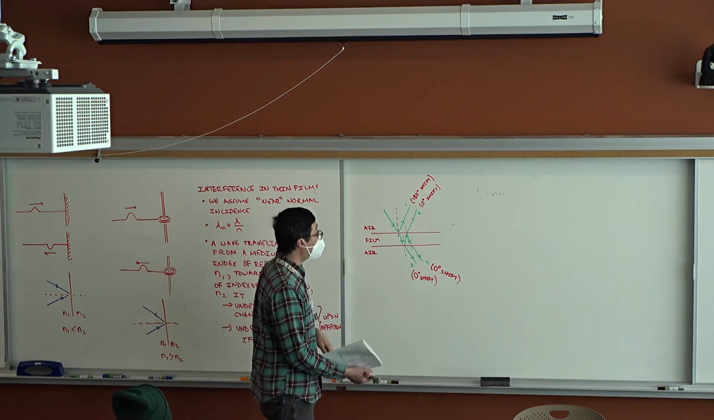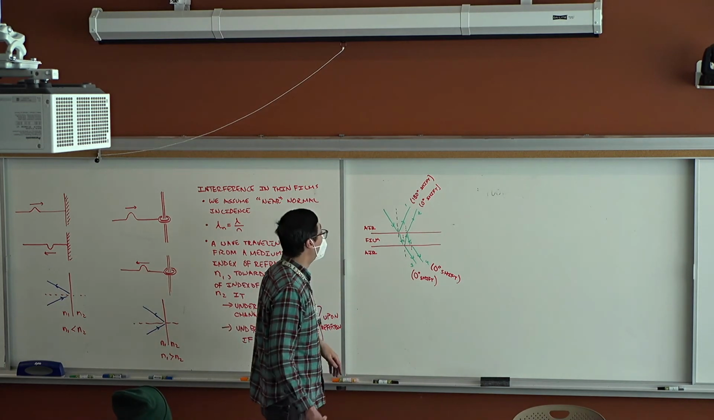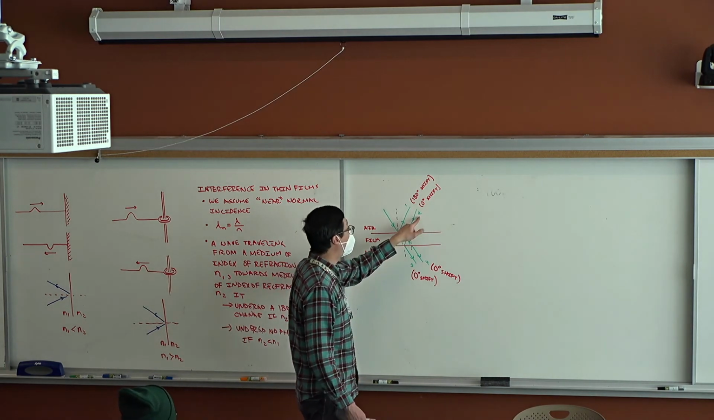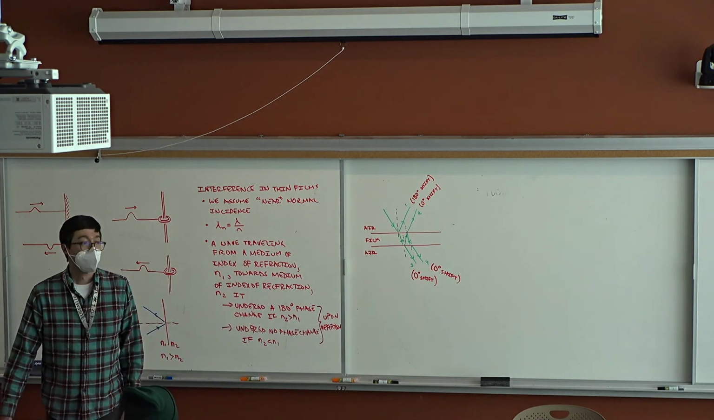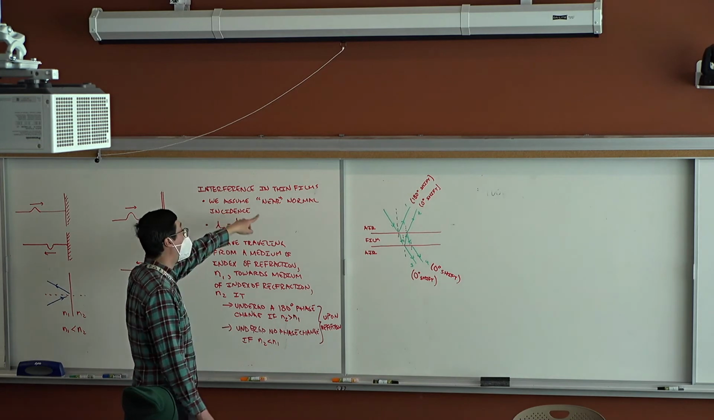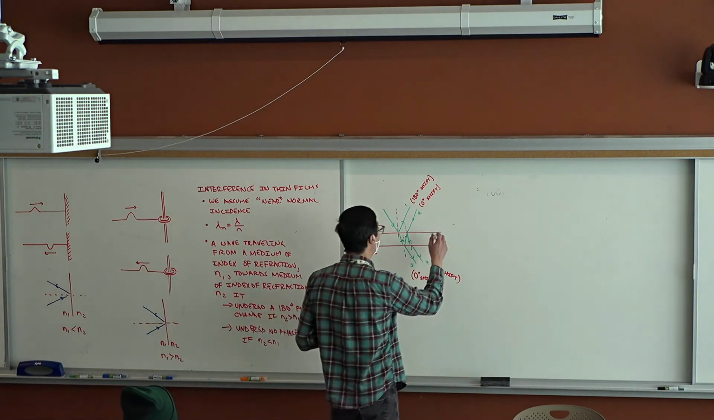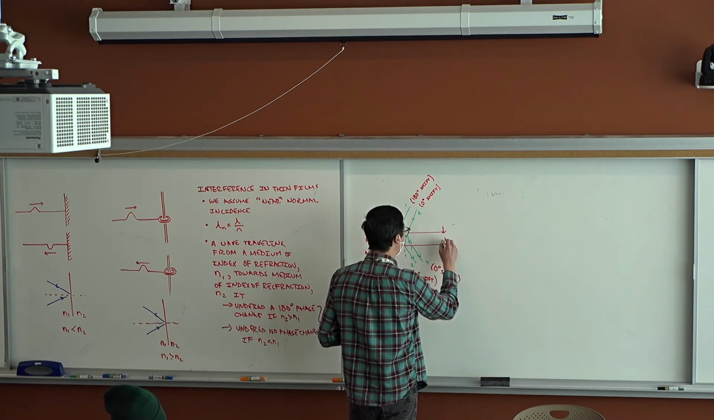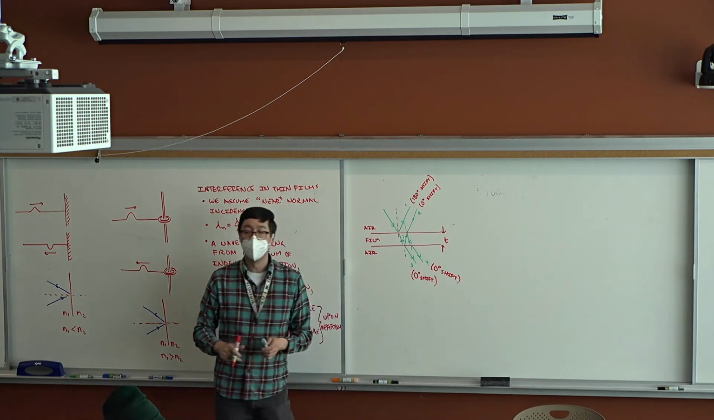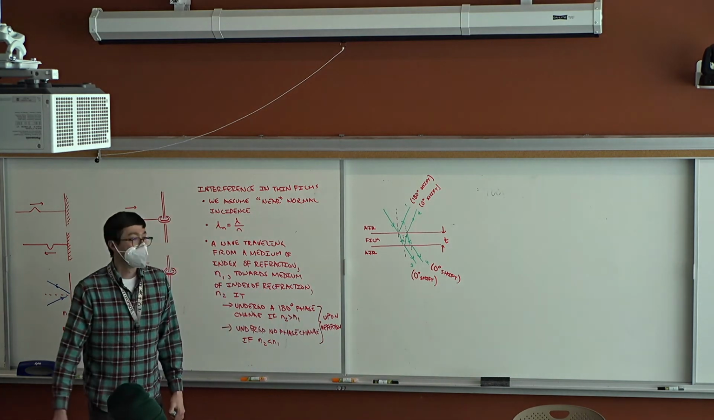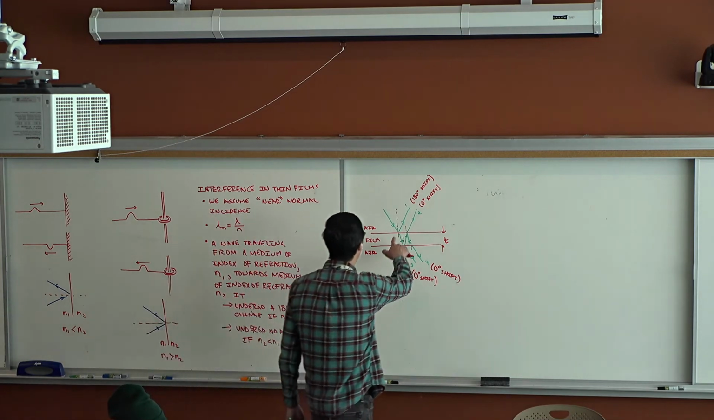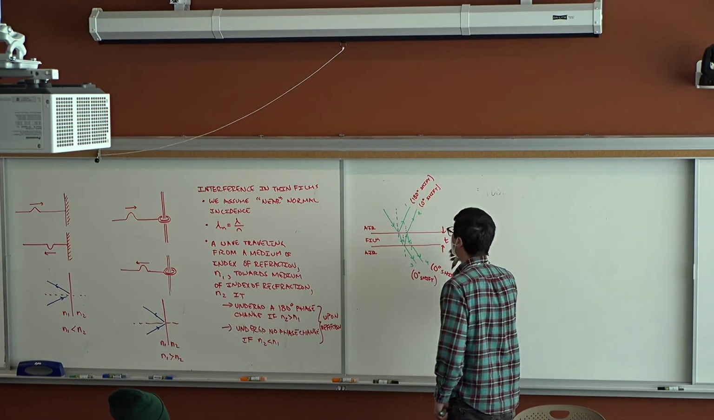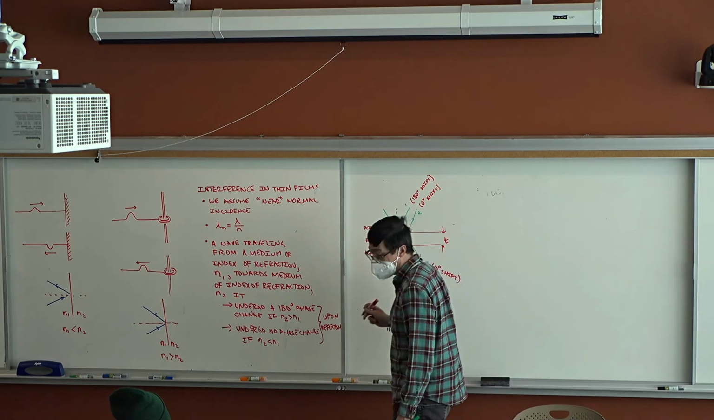So how much extra travel did ray 2 do than ray 1? Assuming near normal incidence, and we'll let this distance be t, the thickness of the film. 2t, because it went down then back up.